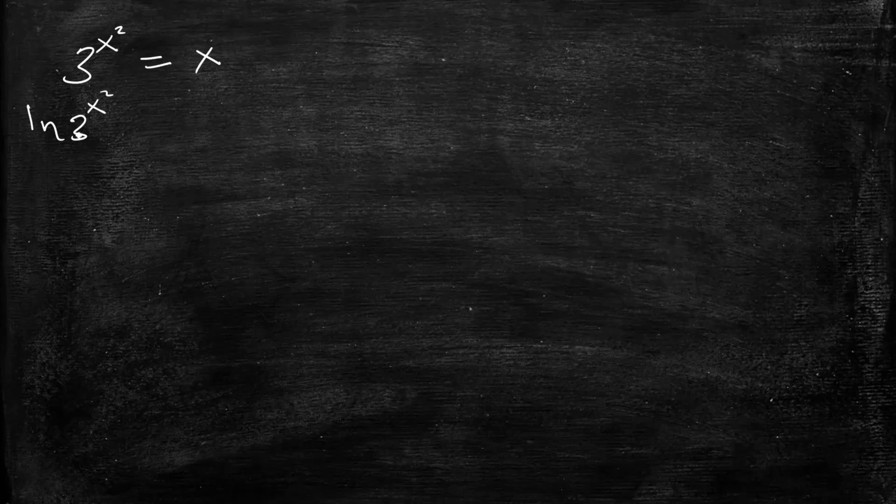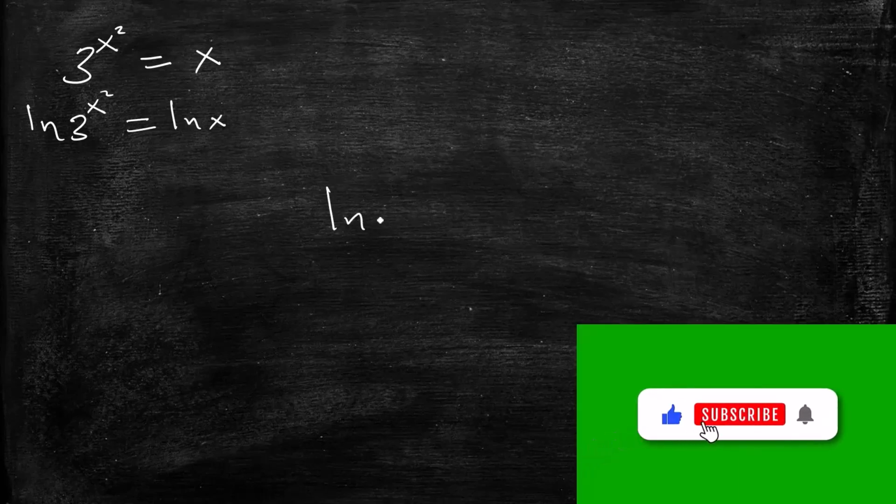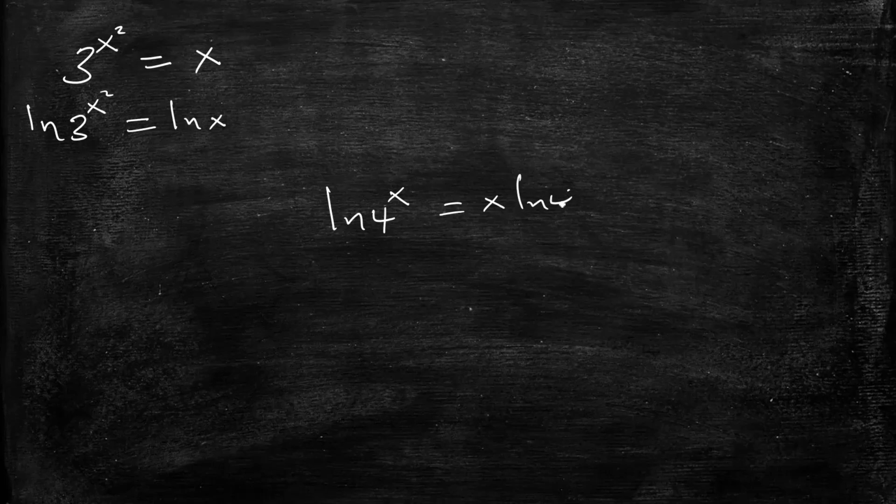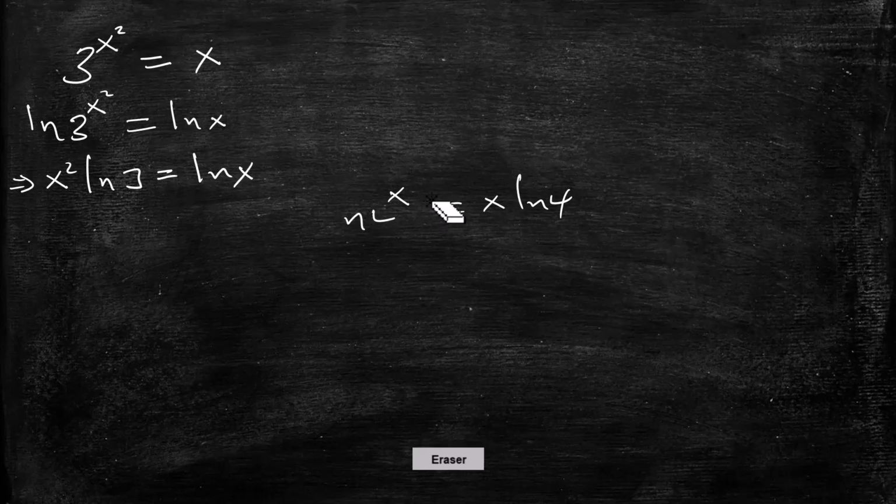3 times 3 exponent x squared equals natural log of x. In case we're given natural log of, let's say, 4 exponent x, it is the same as x natural log of 4. So the x squared will come down: x squared natural log of 3 equals natural log of x.